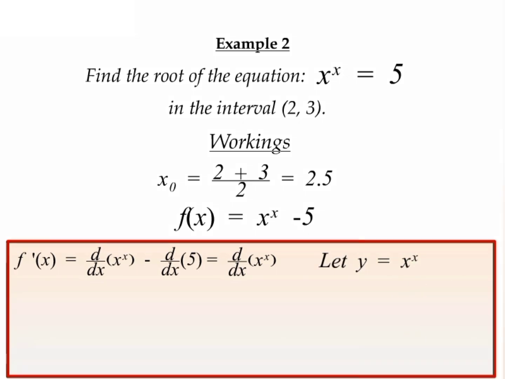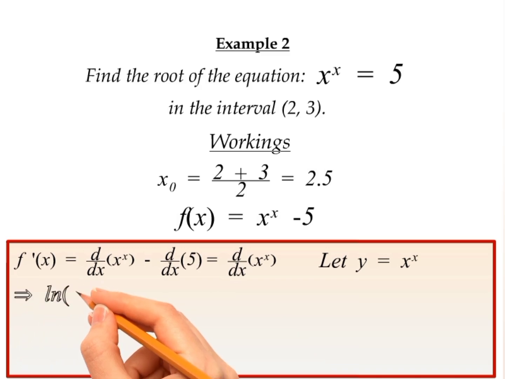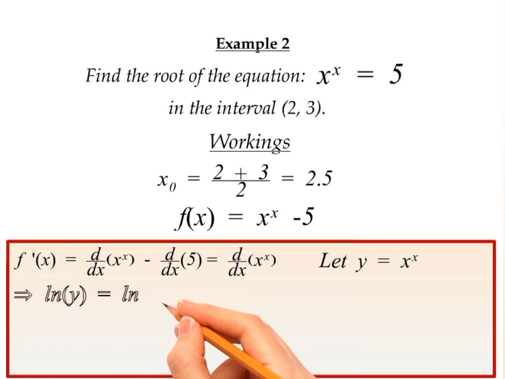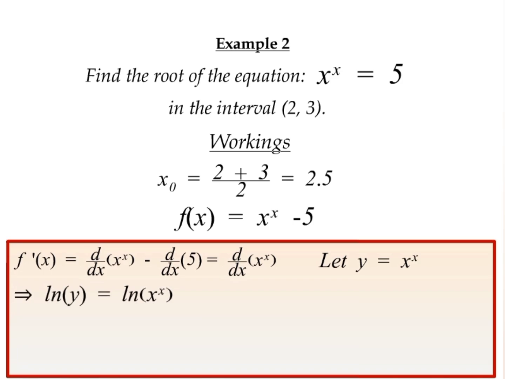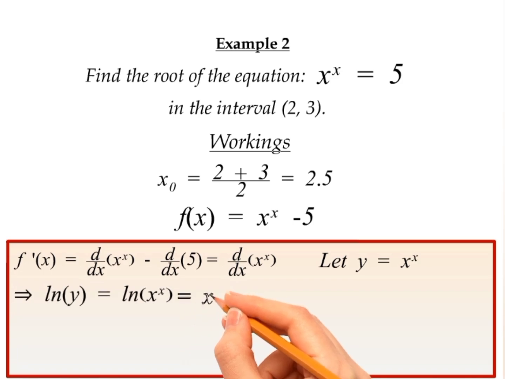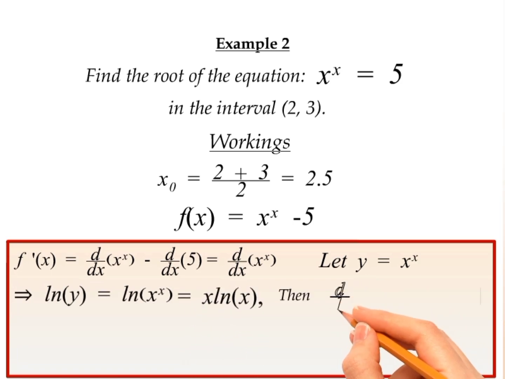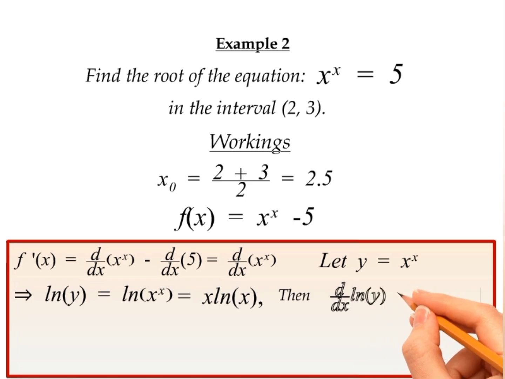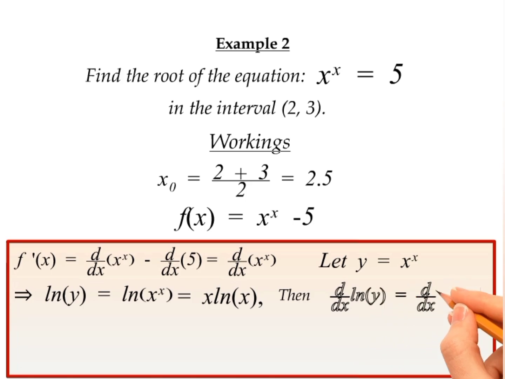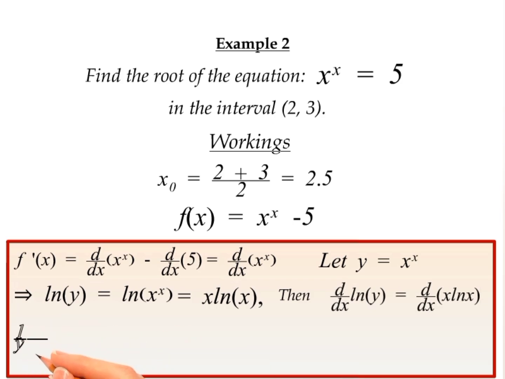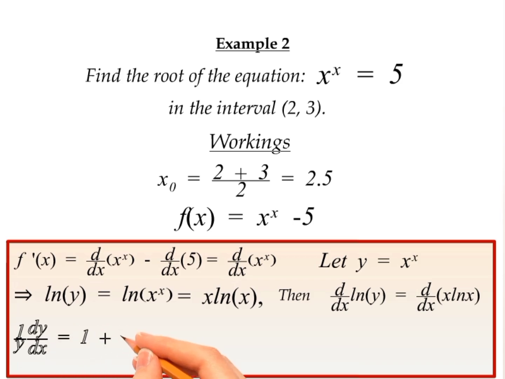Let us make this simpler by taking the natural logarithm of both sides. ln y equals ln of x raised to power x, and by the rule of logarithm, it becomes x ln x. It is easier to differentiate both sides now. The derivative of ln y is 1 over y times dy/dx, and the derivative of x ln x by product rule gives 1 plus ln x.